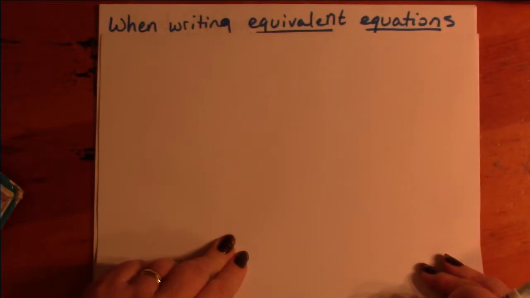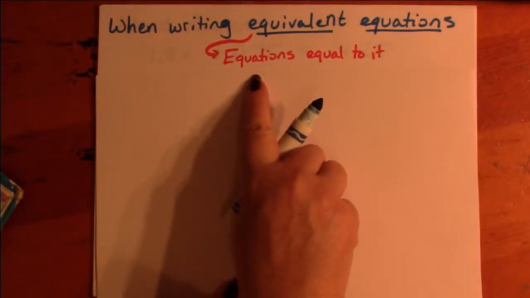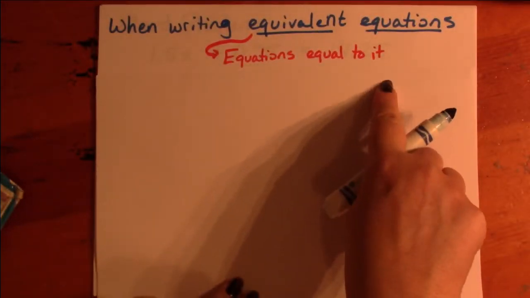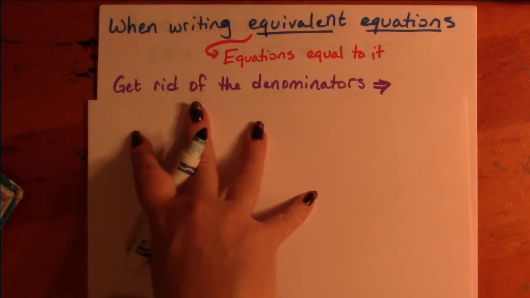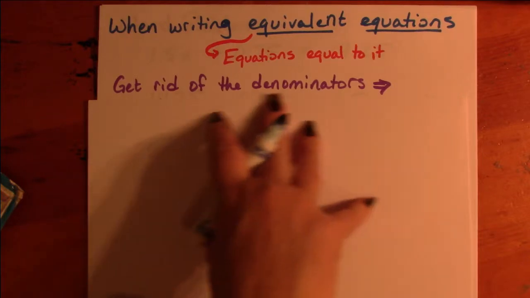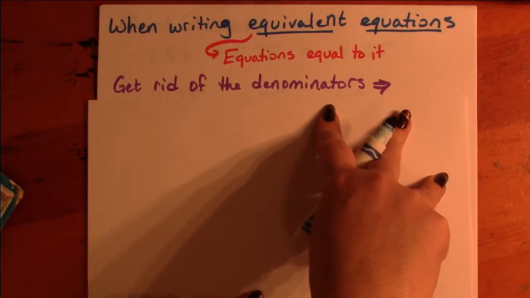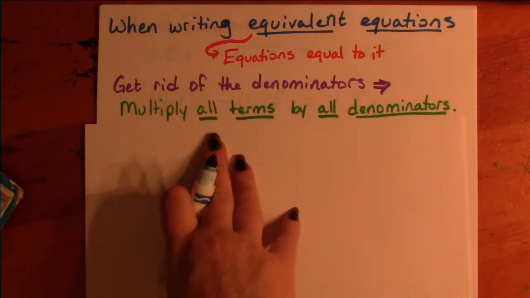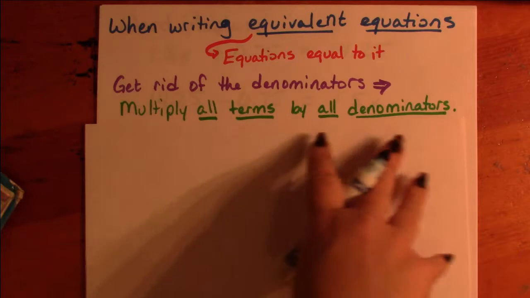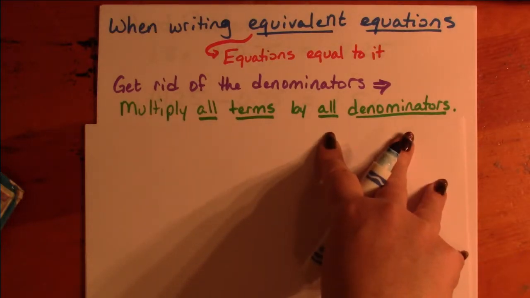Next, we're going to talk about writing equivalent equations. Equivalent equations means that the equations are equal to it. So, the first thing we're going to do, we're going to be looking at equations with fractions in it, and working equations with fractions can be difficult. So the first thing we're going to do is get rid of the denominators. And the way that we do that is we're going to multiply all the terms by all the denominators.